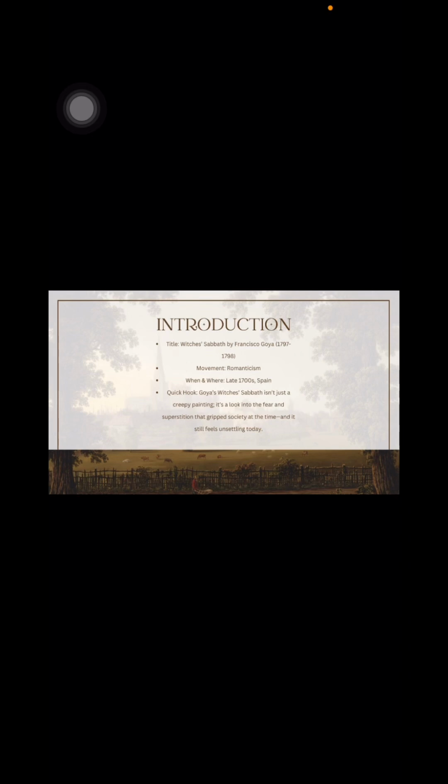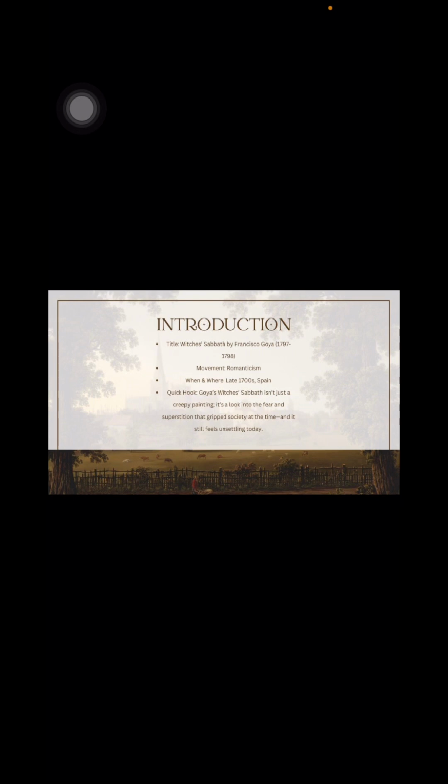Introduction. Title: Witch's Sabbath by Francisco Goya, 1797 to 1798. The art movement is Romanticism. When and where? In the late 1700s in Spain. Quick hook: Goya's Witch's Sabbath isn't just a creepy painting, it's a look into the fear and superstition that gripped society at the time. And it still feels unsettling today.